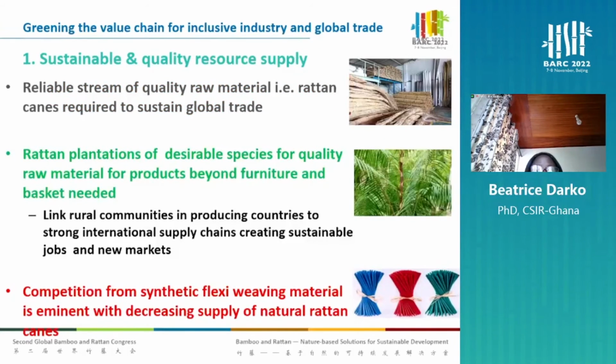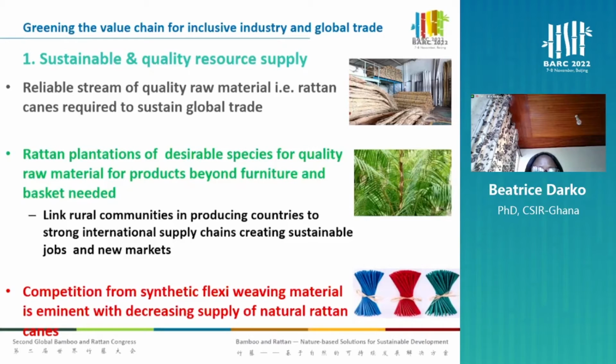Now, the first thing we will need to talk about when we want to contribute to inclusive industry and global trade is to look at a sustainable and quality resource supply across the globe, wherever rattan is at the moment being extracted from natural forest. A reliable stream of quality raw material canes will be required to sustain global trade. Without that, rattan plantations of desirable species for quality raw material for products beyond furniture and baskets are needed.